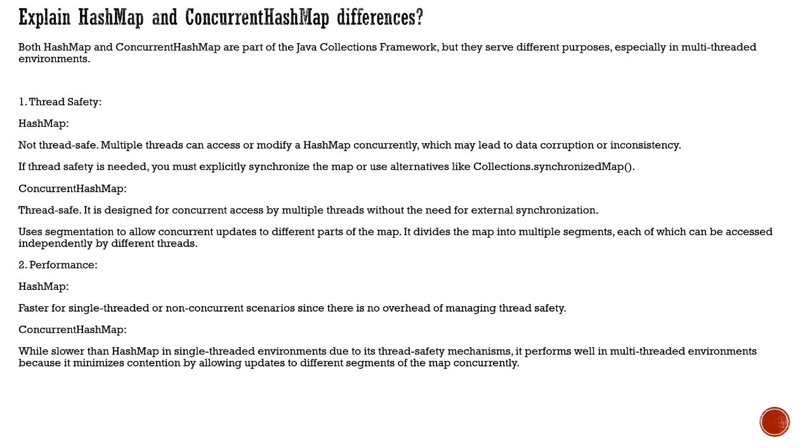So if you want thread safety, you can synchronize that particular map using Collections.synchronizedMap. But here is a catch: it will synchronize the whole map, right? So when you're trying to perform something, the lock will be acquired for the whole map. Now, ConcurrentHashMap, when you are dealing with threads, is designed in such a way that multiple threads can perform operations on it.